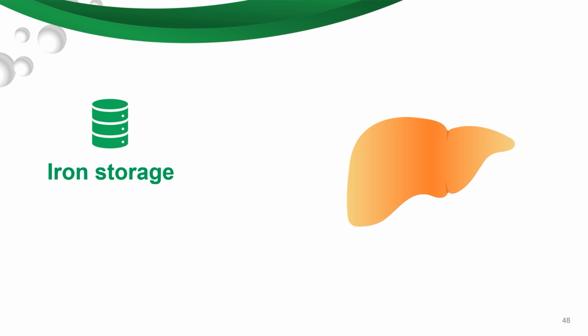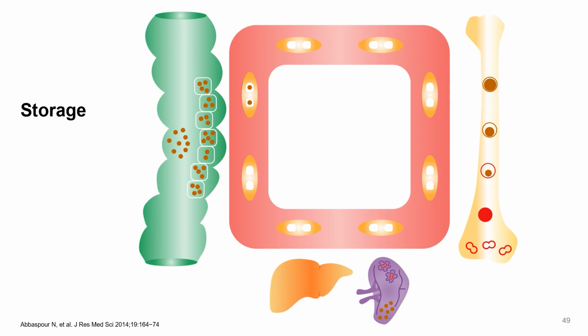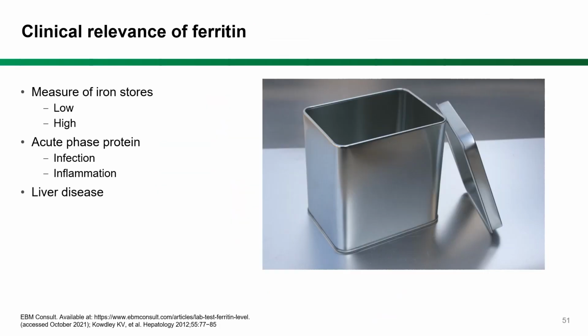This brings us to our next step, which is iron storage, and this takes place in the liver in specialized molecules called ferritin. And you can just hear by the word tin that we're talking about a storage container. But ferritin is also a very useful measure of iron stores, whether they are low or whether they are high.